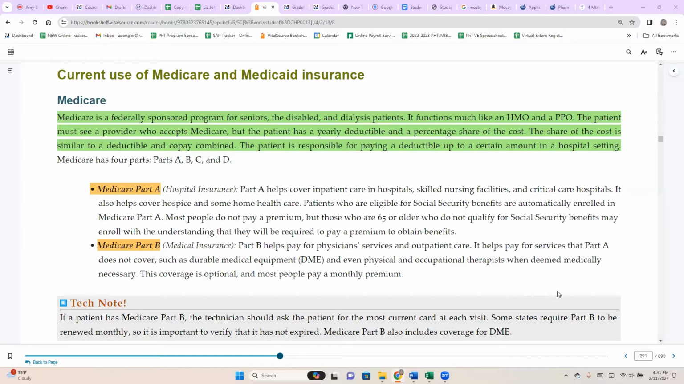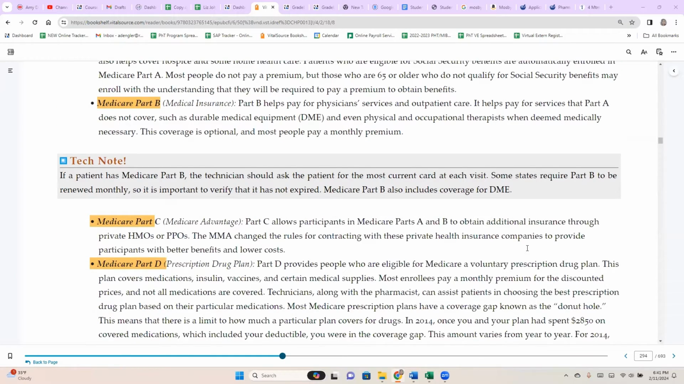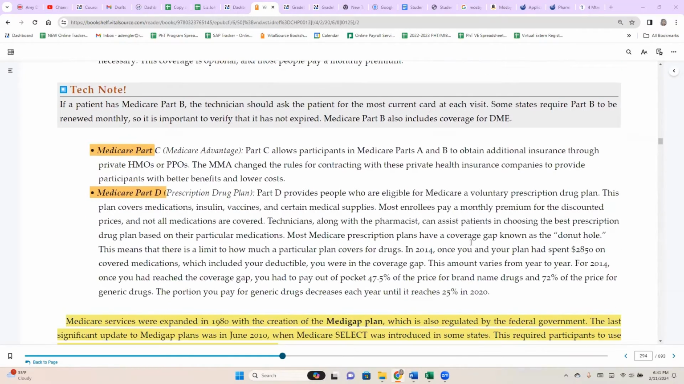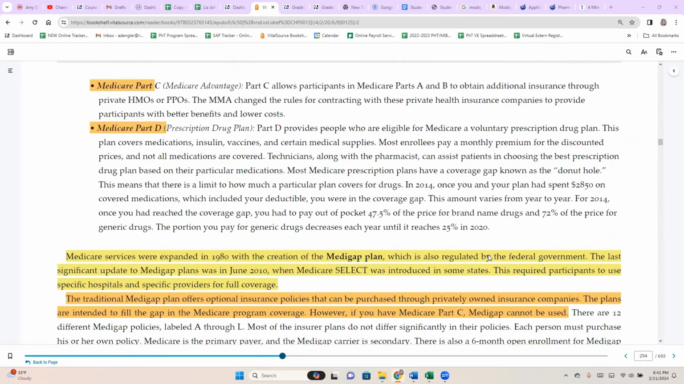Medicare has four parts: Part A, B, C, and D. Part A is for hospital, Part B is for medical insurance, C is Medicare Advantage, D is prescription drug plan. So that is what we will be working with the most in pharmacy.